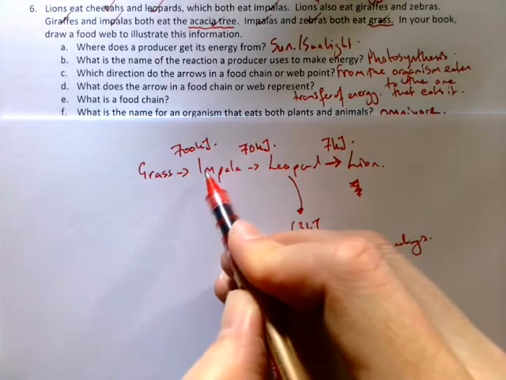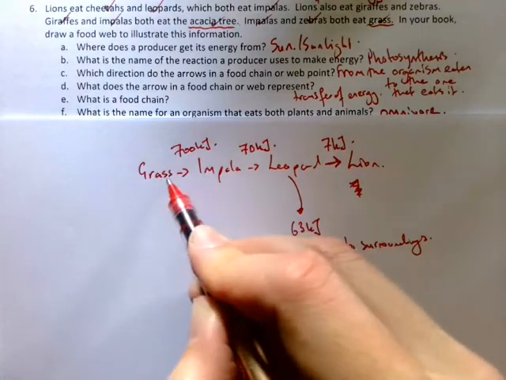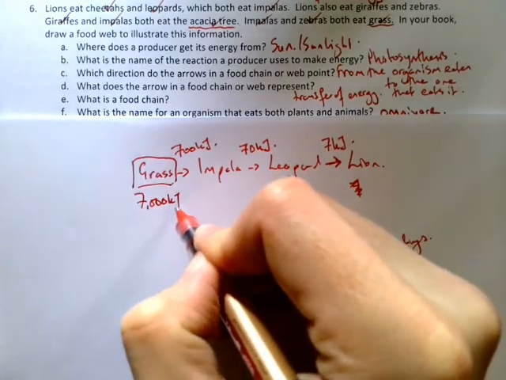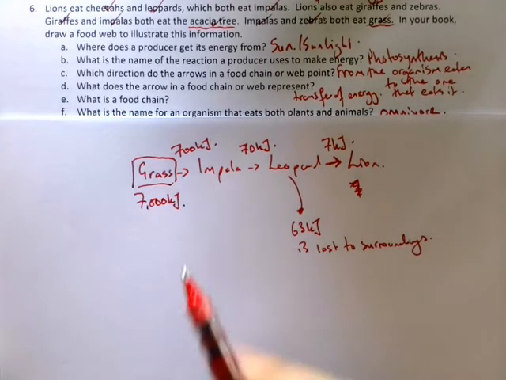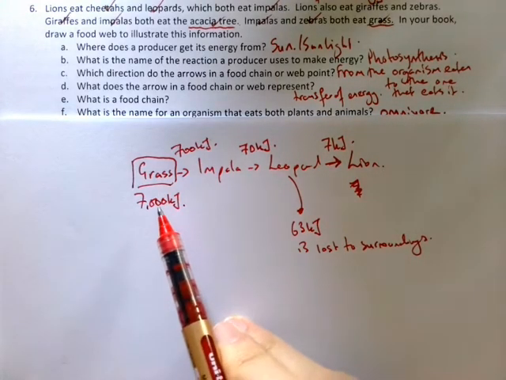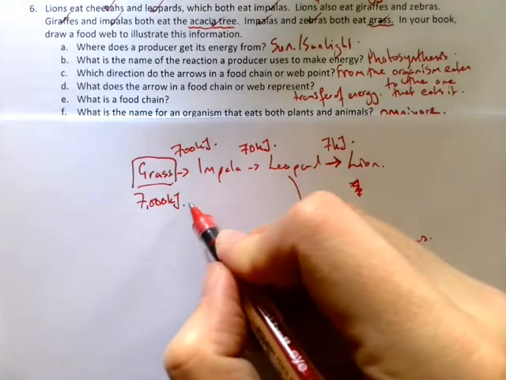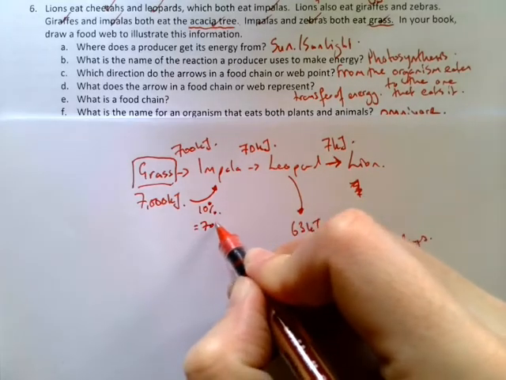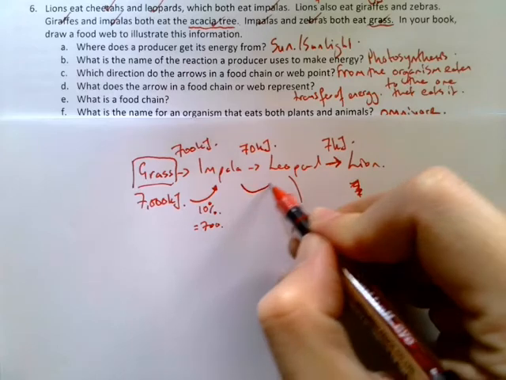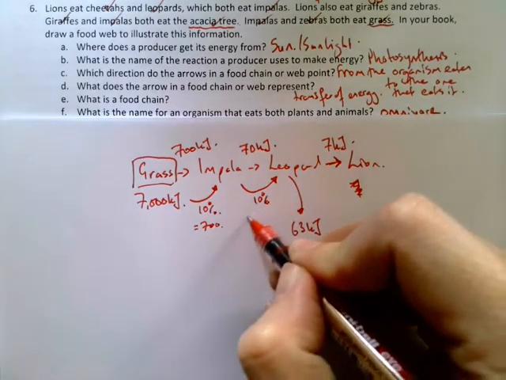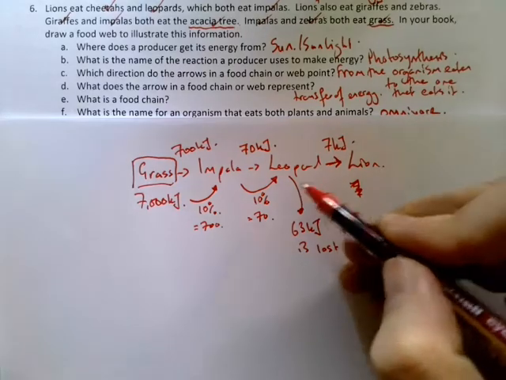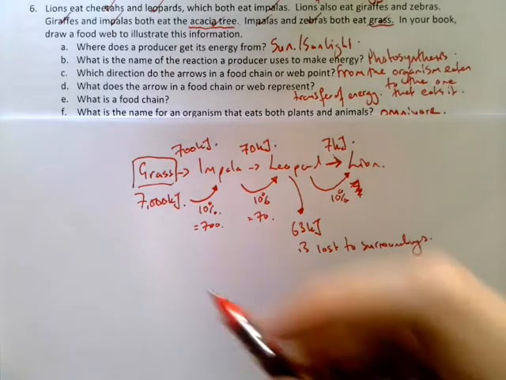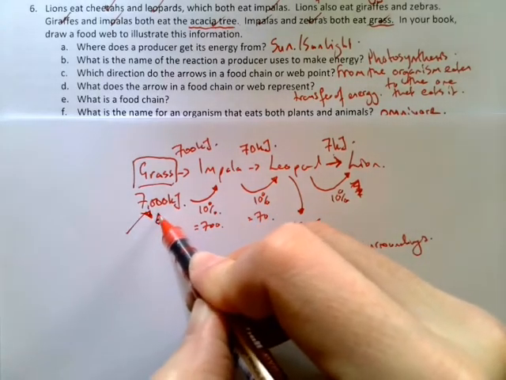But remember, the impala is only getting 10% of the energy that's in that grass. So in the grass, we must have 7,000 kilojoules. Okay? So if we look at it the other way, the grass has got 7,000 kilojoules of energy, 10% goes to the impala, and 10% equals 700. And of that 700, 10% goes to the leopard, and that 10% is 70. And of that 70, 10% goes to the lion, and 10% is 7 kilojoules. So this is your answer here, 7,000 kilojoules.